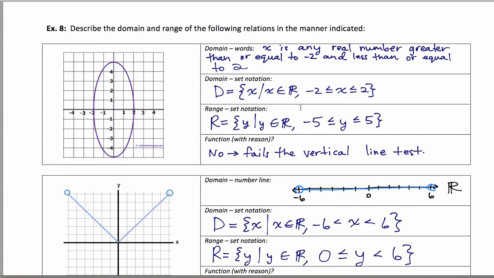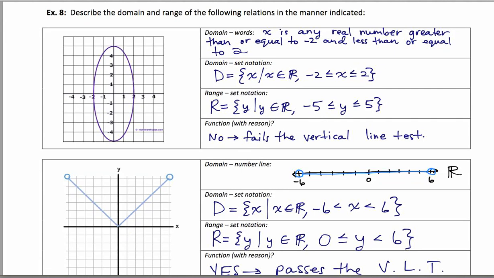The domain is the set of all x values such that x is all the real numbers where -2 is less than or equal to x, which is less than or equal to +2. Range is the set of all y values such that y is in the real numbers where -5 is less than or equal to y, less than or equal to +5.